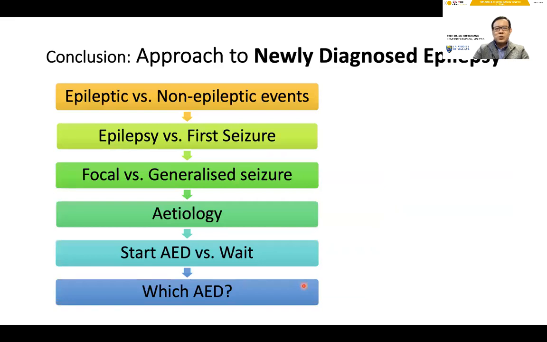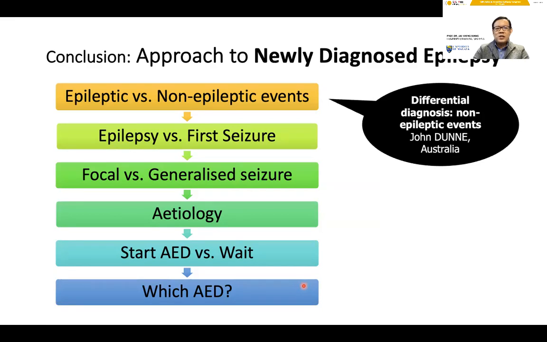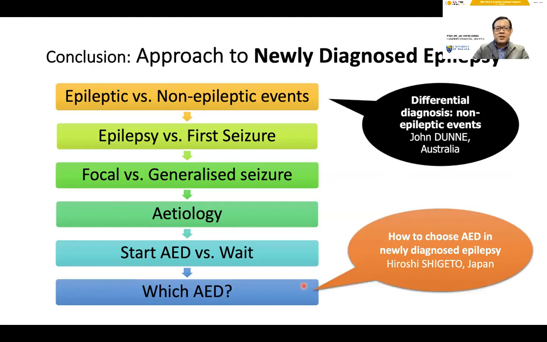In conclusion, this is what I have covered. I have covered differentiating between epileptic and non-epileptic seizures, which has been covered mostly by John Dunn, first seizures and epilepsy diagnosis, focal and generalized seizure types, how to determine the etiology and the impact of knowing the etiology, whether to start anti-epileptic drugs or wait, and which anti-epileptic drugs to use, especially for those with focal seizures and HLA-B1502 positive. I would like to thank you for listening to my talk.